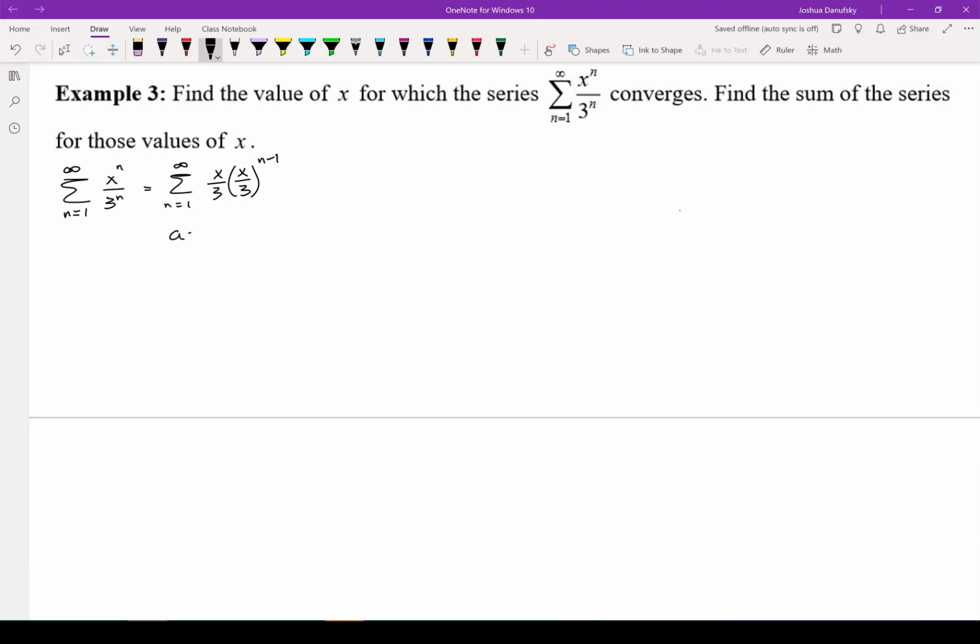Now, we have a equals x over 3 and r equals x over 3. In order for this series to be convergent, absolute r, which is absolute x over 3, has to be less than 1. Another way of writing that is that x over 3 has to be between -1 and 1. If we multiply both sides by 3, we'll get -3 less than x less than 3. So what this means is that this geometric series is going to converge only when x is between -3 and 3.